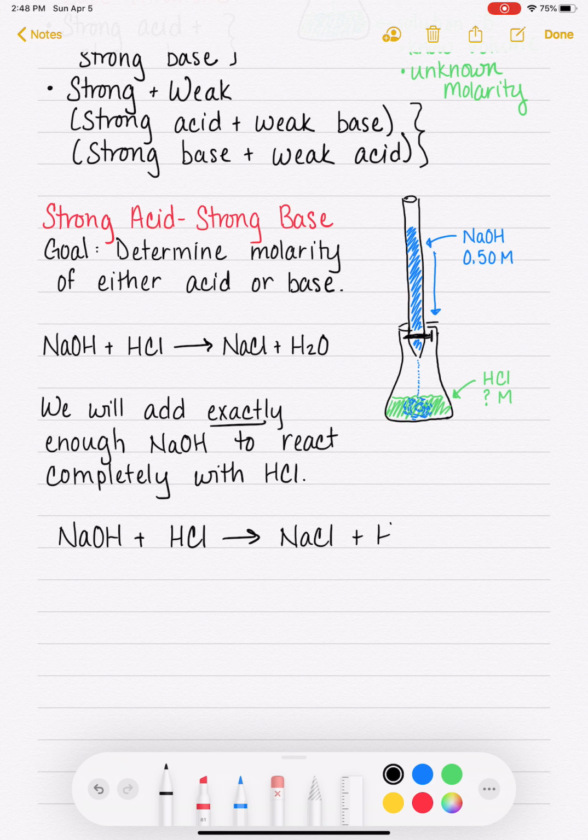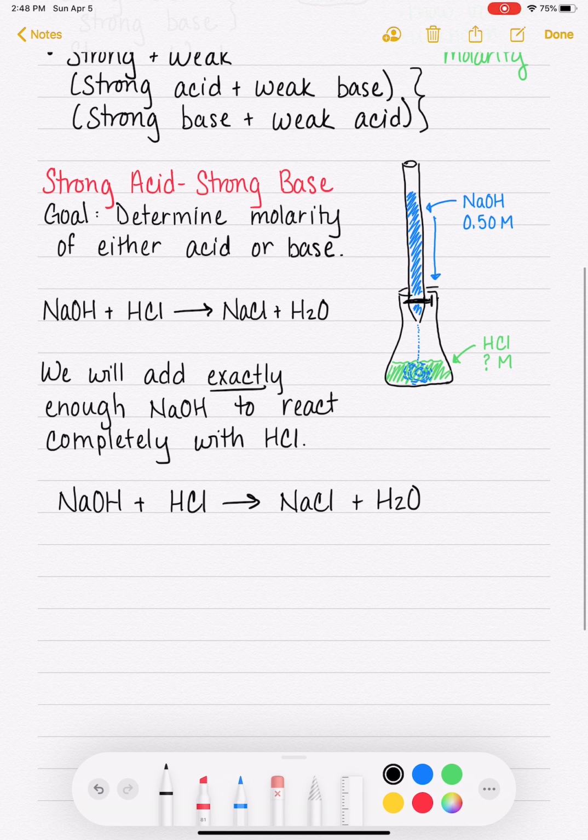I'm going to rewrite this equation: NaCl plus H2O. Let's say that if we had 5 moles of hydrochloric acid down inside of our flask, our goal would be to add exactly 5 moles of NaOH so that they could react completely without any leftover HCl, no leftover NaOH. If we had 10 moles of hydrochloric acid in our flask, we would want to add 10 moles of NaOH. And you get the idea. We want to have exactly enough of the acid and exactly enough of the base that they react perfectly and completely with nothing left over at all.